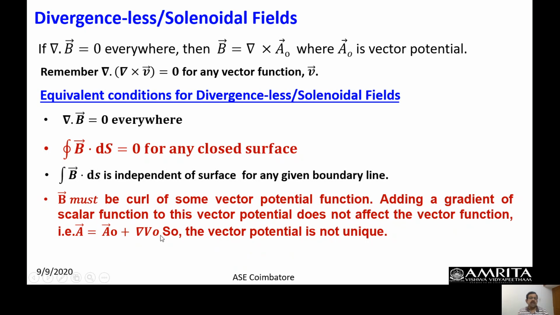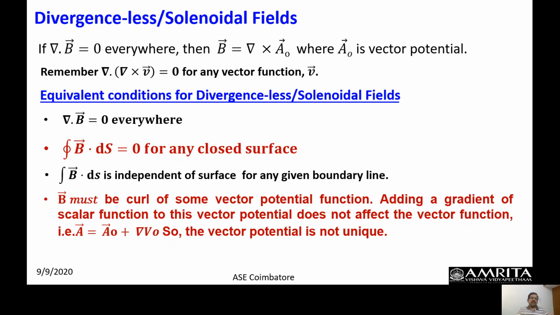Which means I am able to alter the vector potential. Thus, I can state that the vector potential is not unique. Remember, for the curl-less field, the scalar potential is not unique. For the solenoidal field, the vector potential is not unique. This is a very important fact, and we are going to make use of these equivalent conditions when we talk about electrostatic potential, which is scalar, and magnetic potential, which is vector.